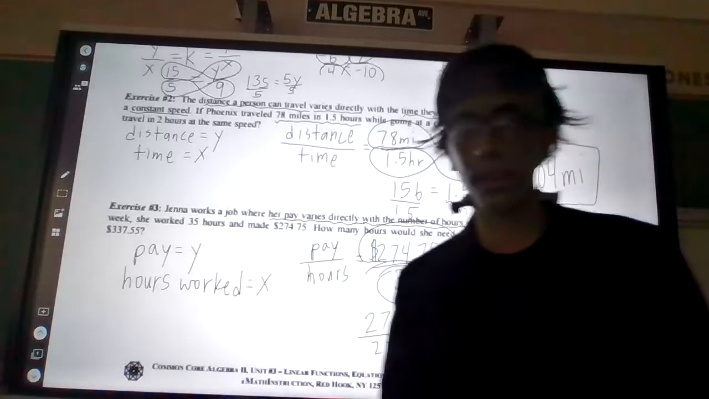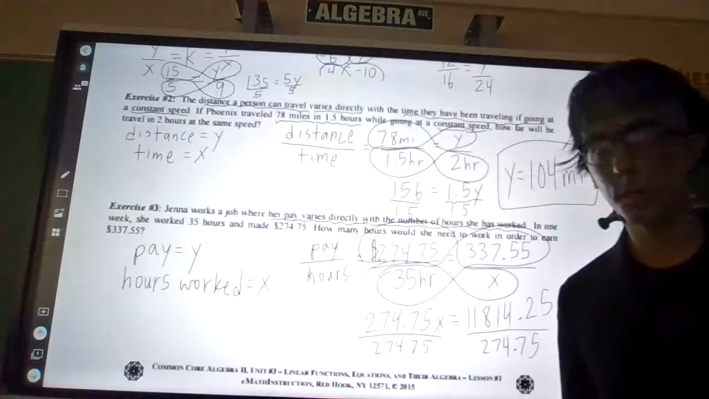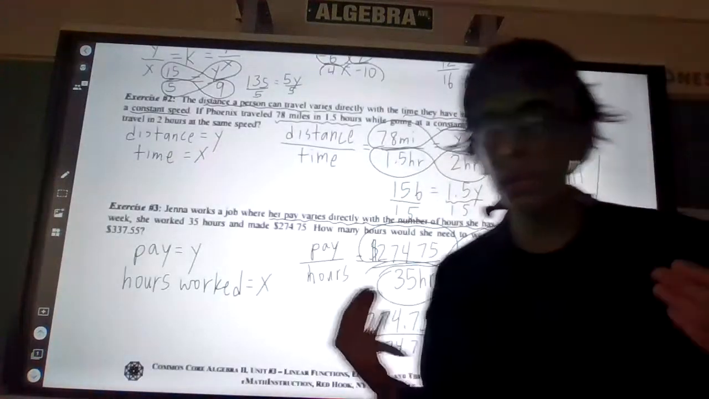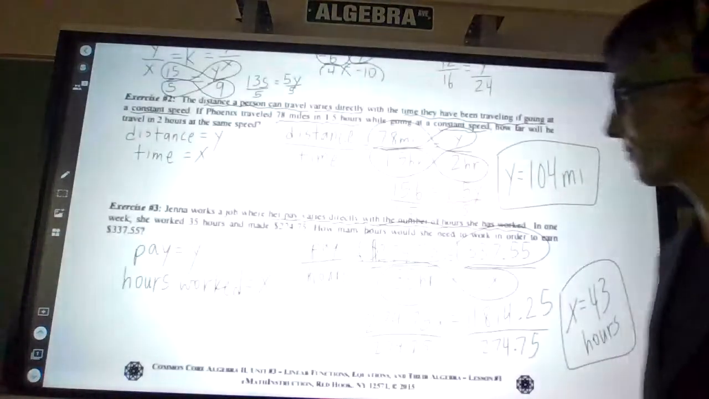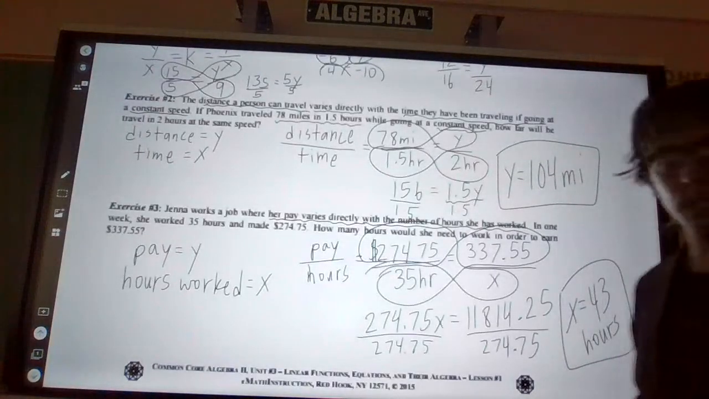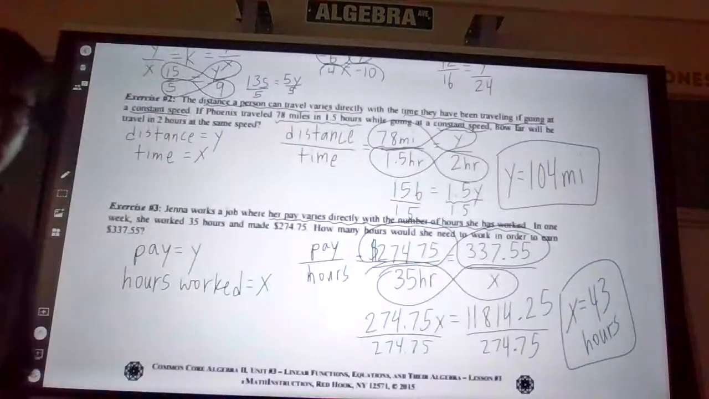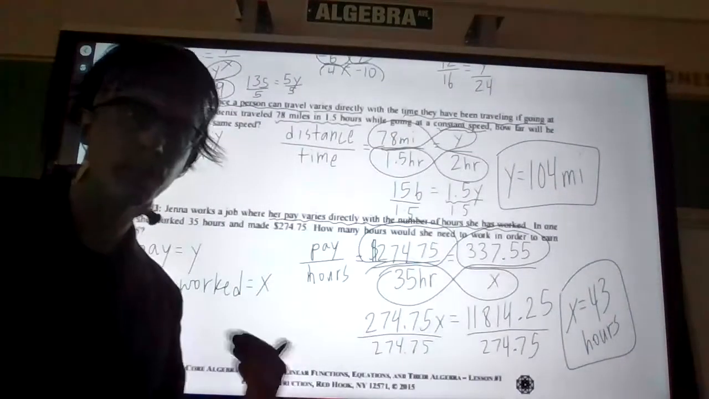All right, I mean, it sounded like 35 hours was a lot before, but 43, she's going to be making some overtime, guys. Way to go. All right, so just a couple examples there of direct variation in that direct relationship.